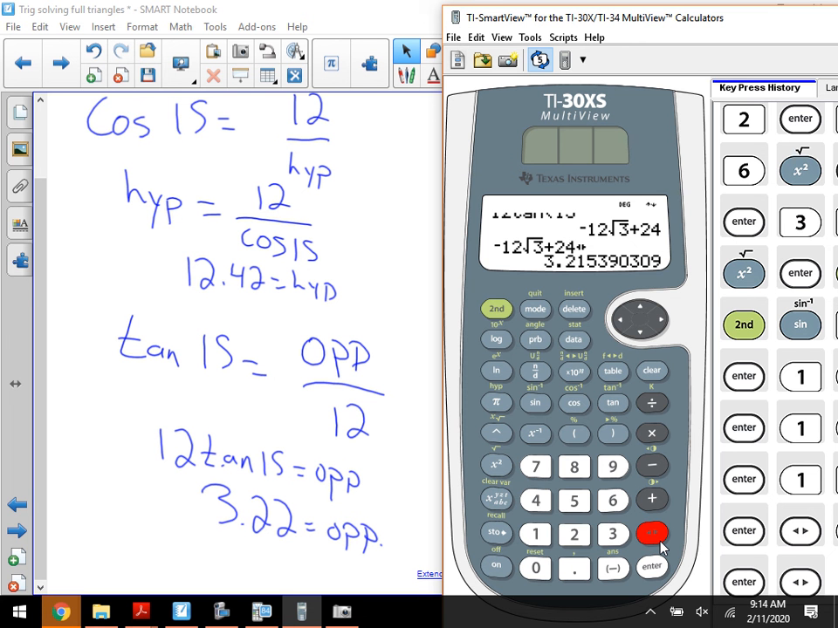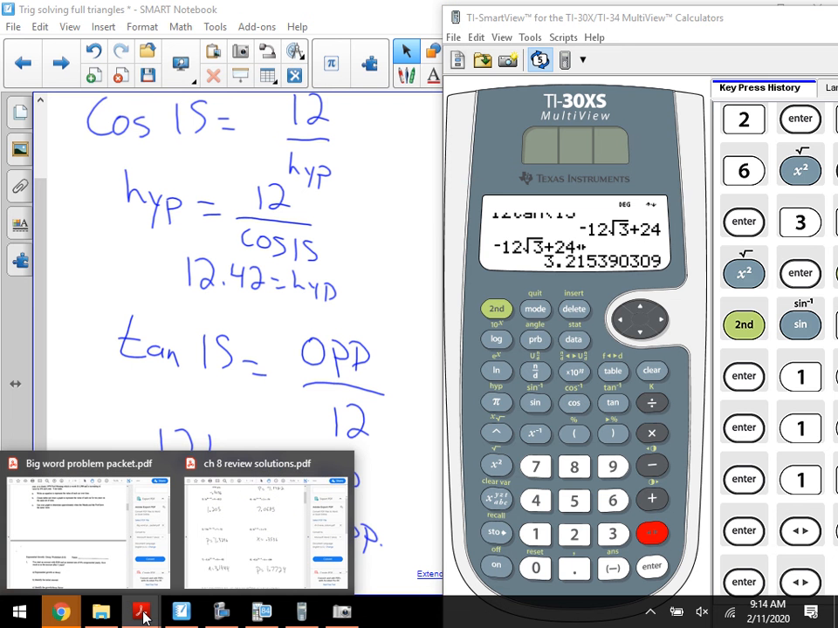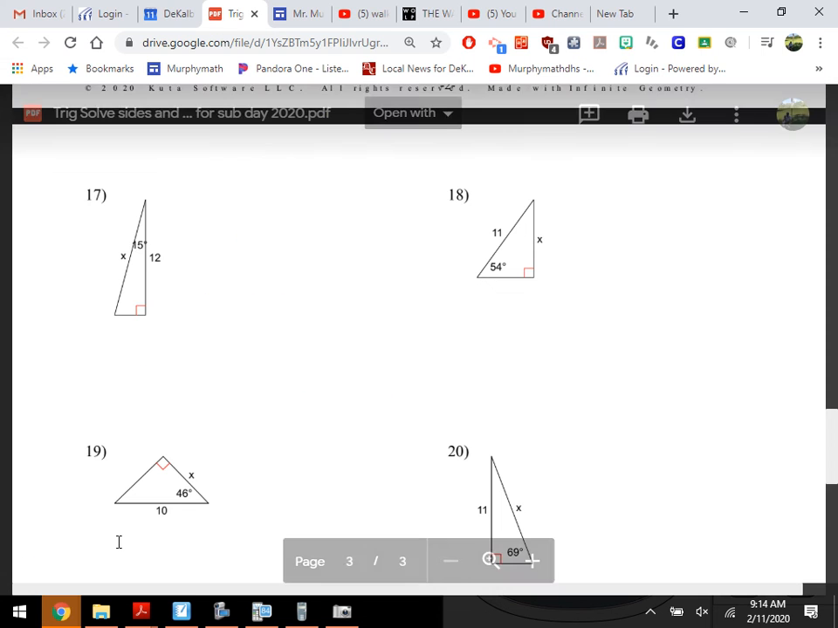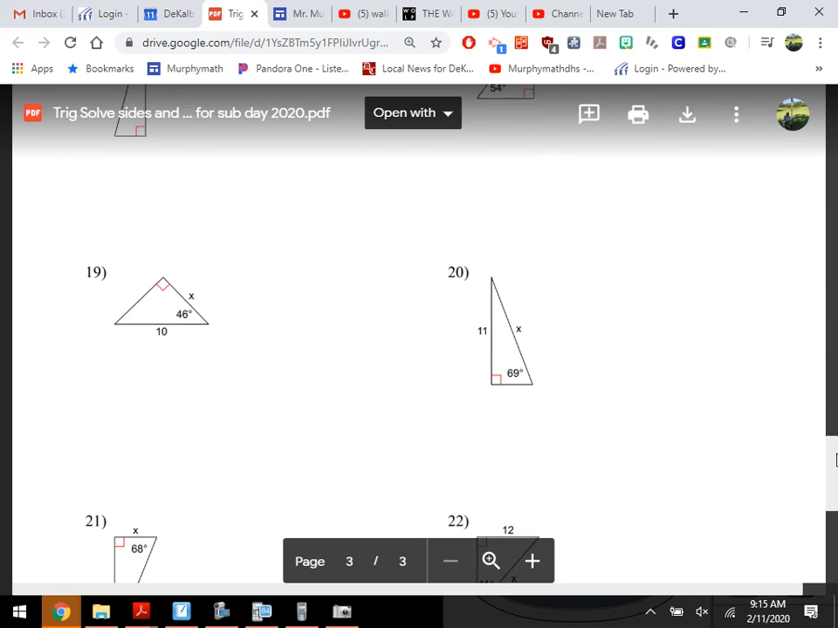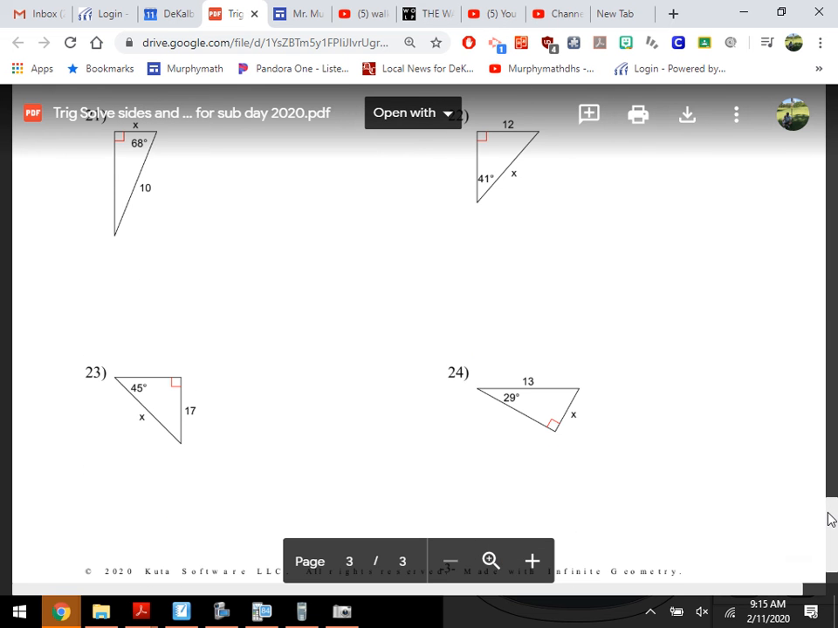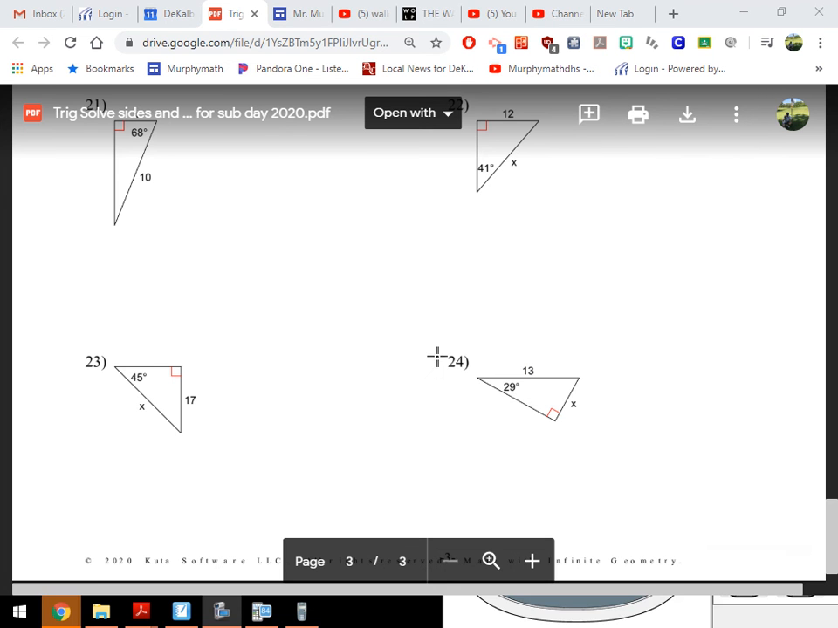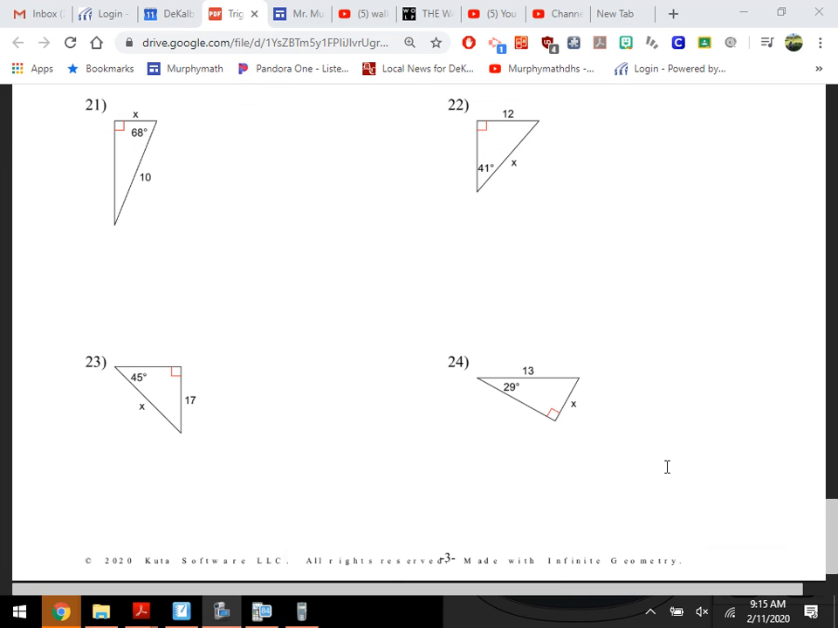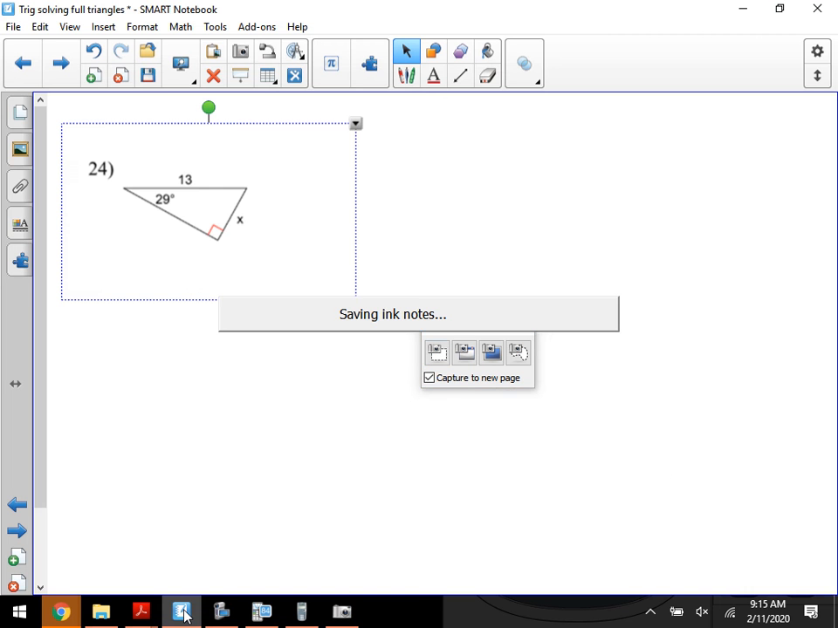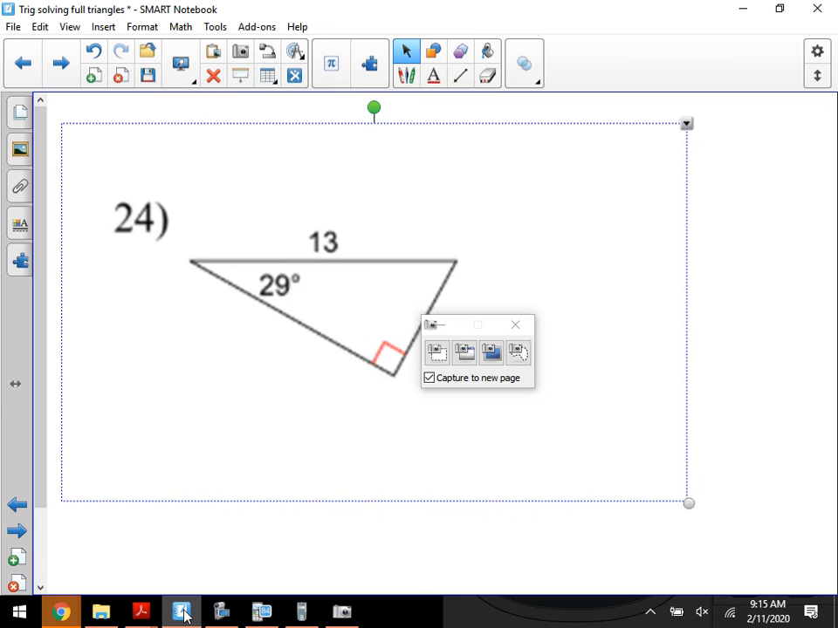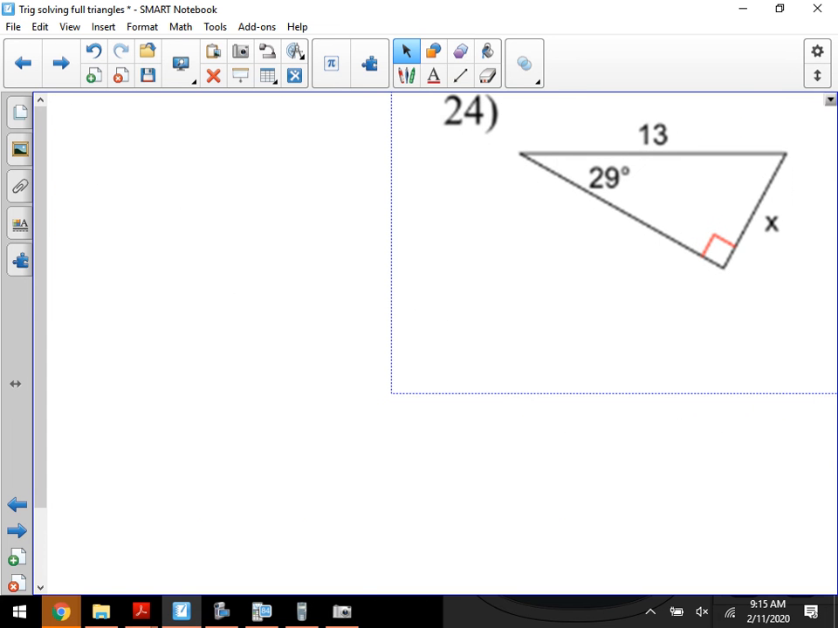I want you guys to try one on your own here. Find the rest of the parts on number 24, please. Find all those parts on that one, all right?